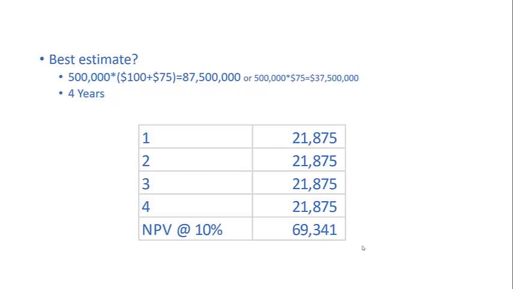And if we discount that at 10%, that would say that we have the present value of the expected cash flows to be $69,341. So at inception, we'd have to recognise a product liability expense and a provision for product liability of $69,341.